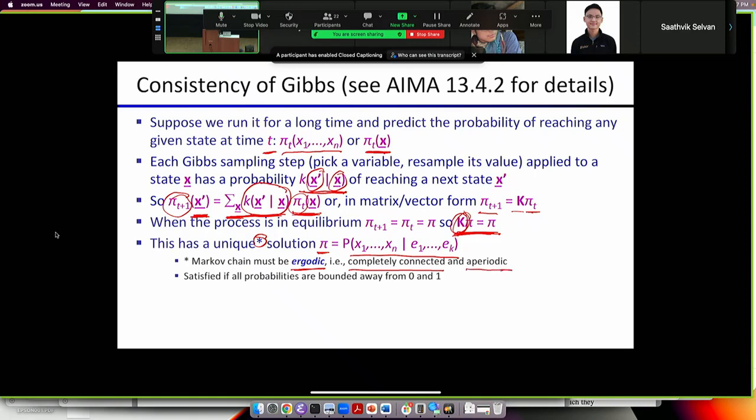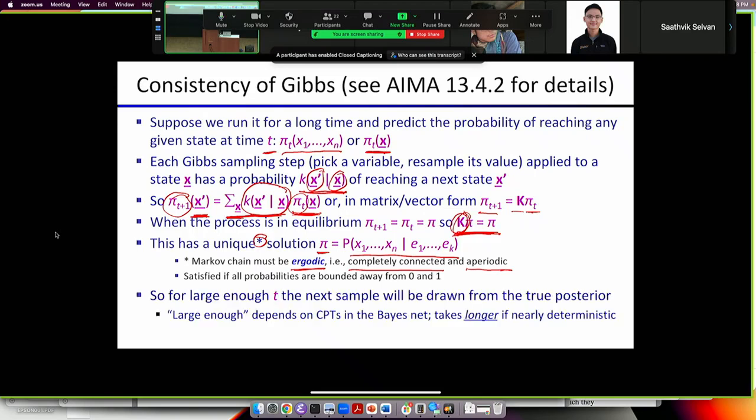And similarly, aperiodic means that there aren't any deterministic cycles where you just go round and round a sequence of states, because then you won't converge, then your probabilities will oscillate forever, okay? And it's aperiodic because there's always a self loop, right? There's a probability that you'll just pick the same value that you had before, and as long as there are self loops, then it's aperiodic. Okay, so that's the structure of the proof, and there's a bit more detail in the book.